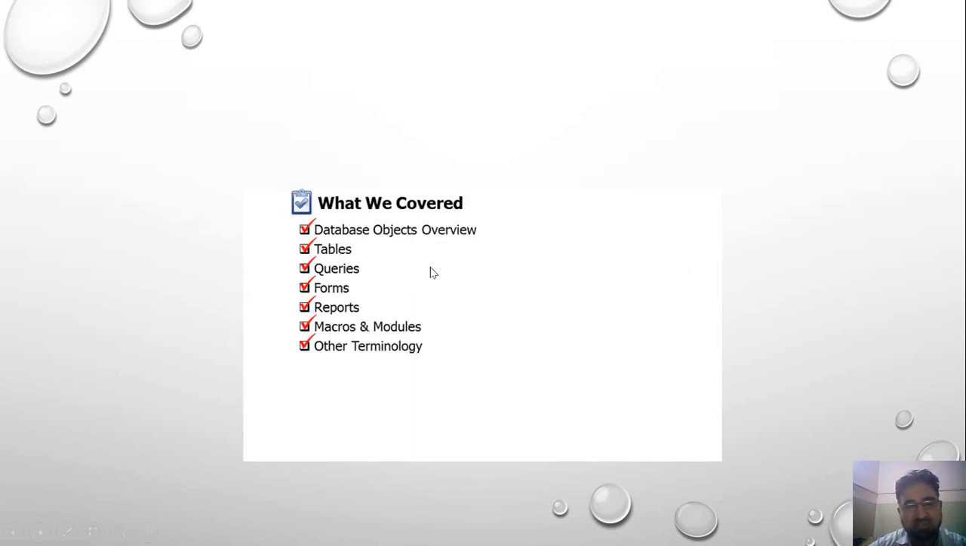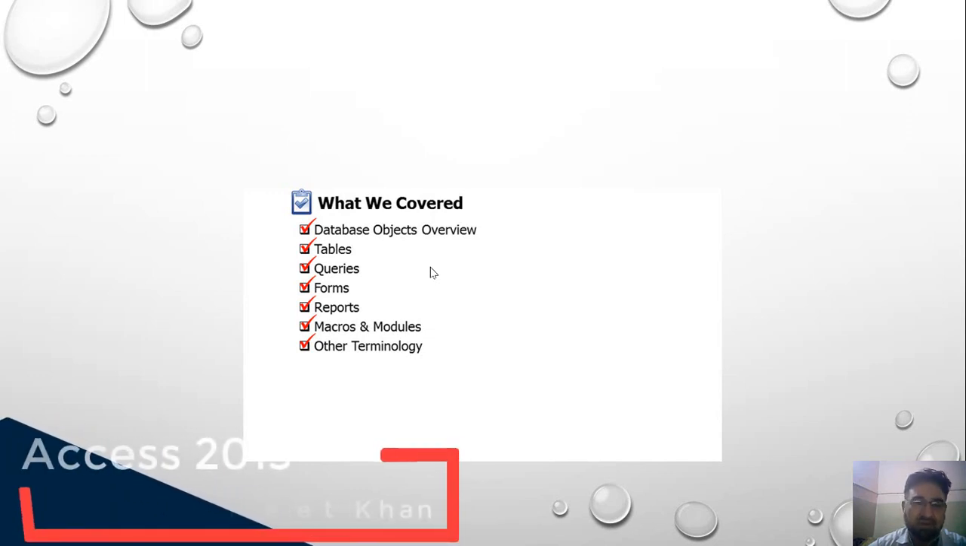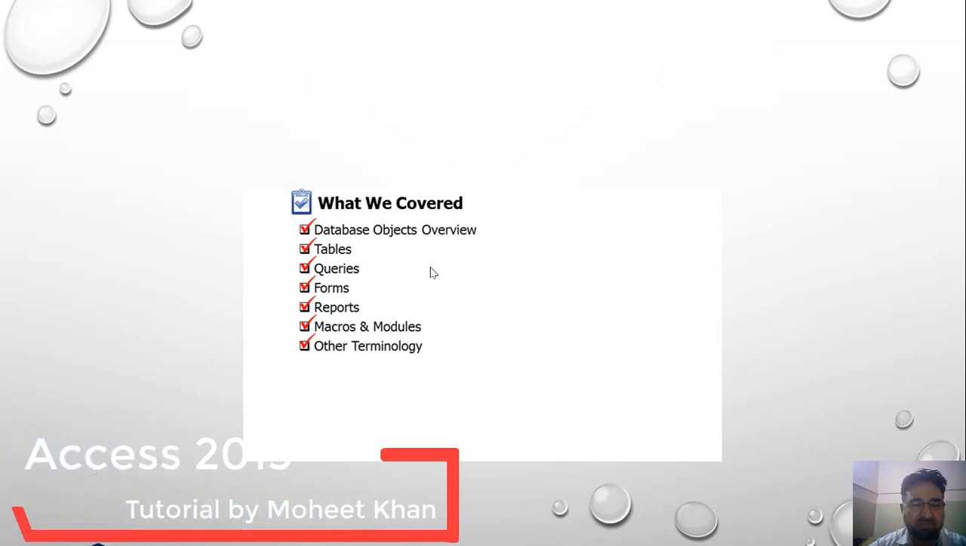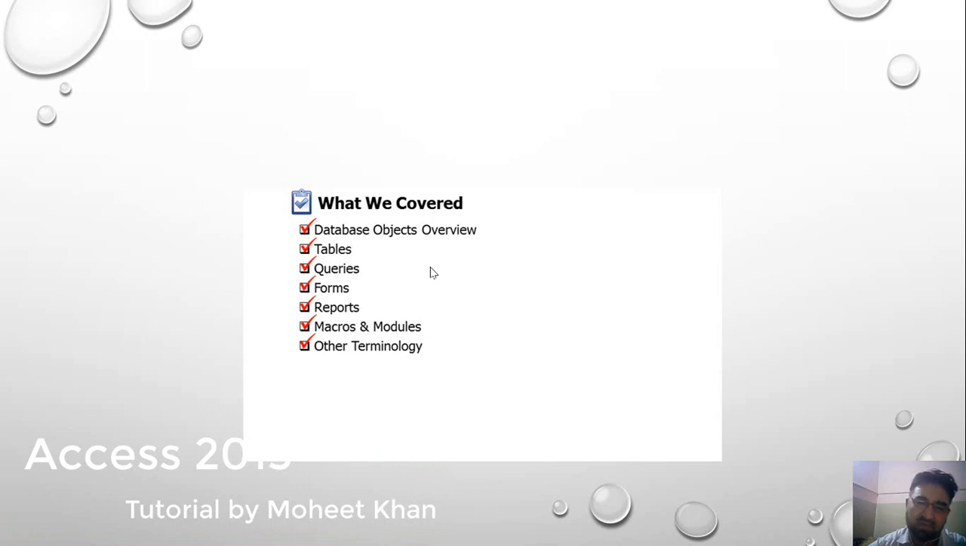And that brings us to the end of the lesson. Here's what we covered. We covered a brief overview of database objects. We talked about tables, we talked about queries, we talked about forms and reports, and briefly touched on the topic of macros and modules. And then we finished by covering some basic terminology which is required for Microsoft Access. That's the lesson.